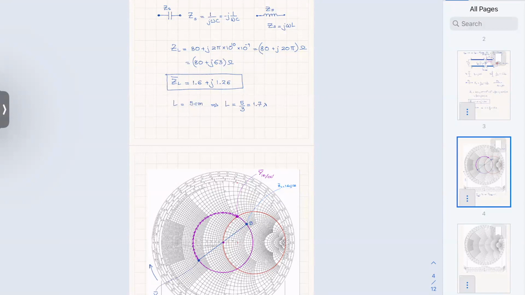You cannot only sum up on the Smith chart. You cannot do inverse. If the impedances are in parallel, you don't sum up two impedances in parallel. That's why you have to go to admittances.